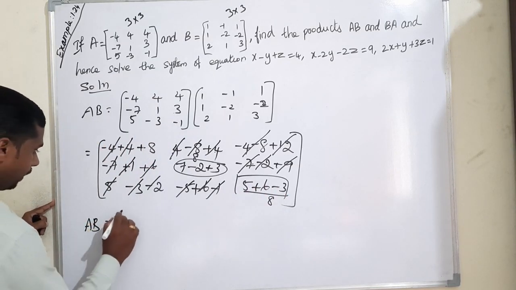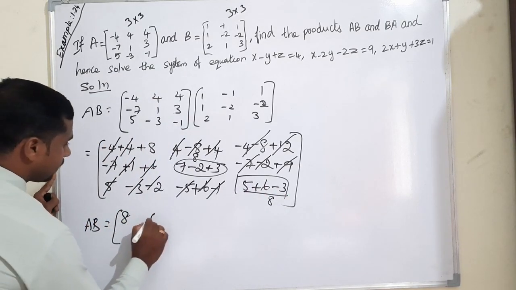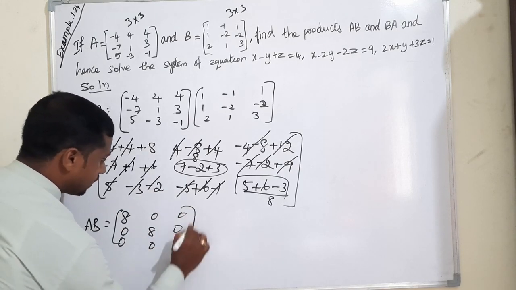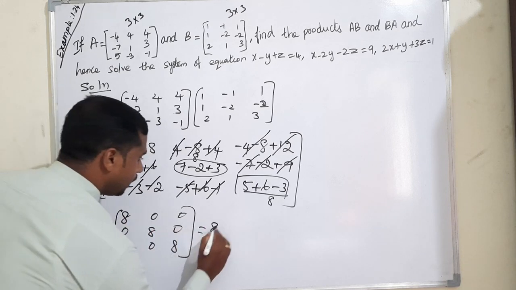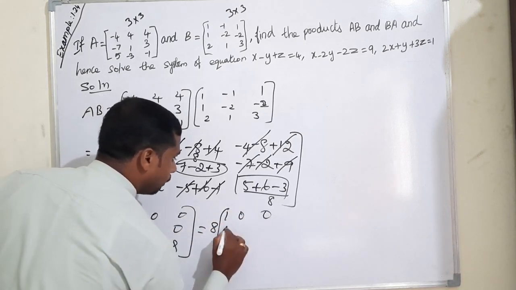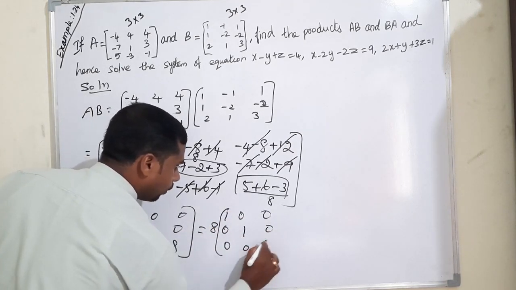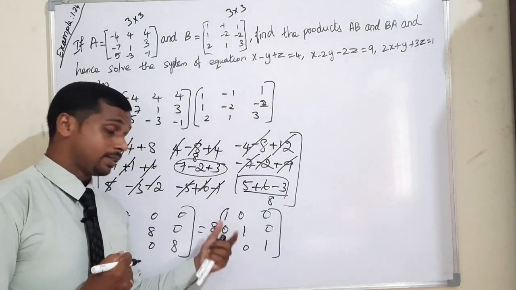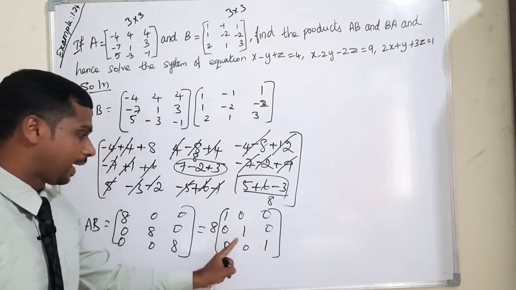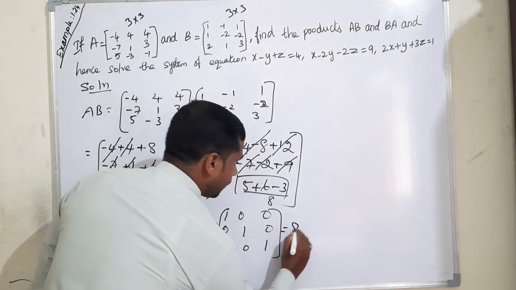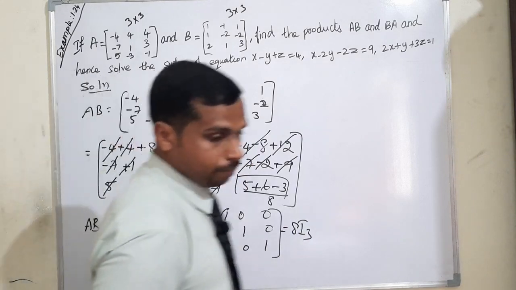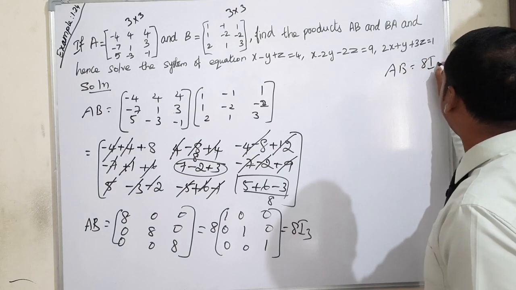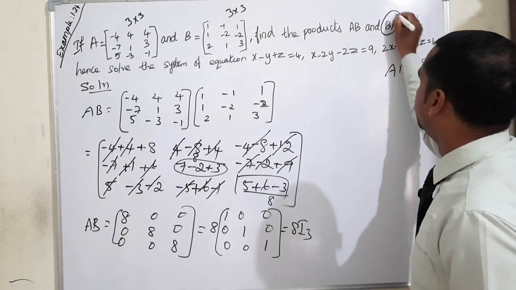Therefore, AB is equal to [8, 0, 0; 0, 8, 0; 0, 0, 8]. Then taking 8 common outside, we get [1, 0, 0; 0, 1, 0; 0, 0, 1]. I have already done many problems on this. This is called I3 because it is the identity matrix of 3×3. So we can write it as 8×I3. Therefore, AB is equal to 8×I3. Now I am moving to BA.